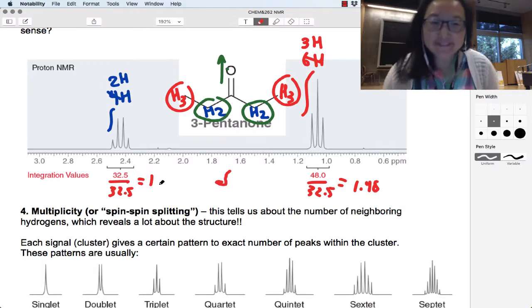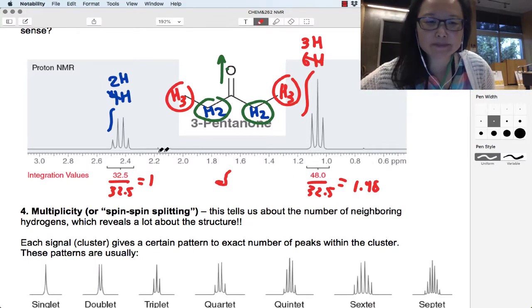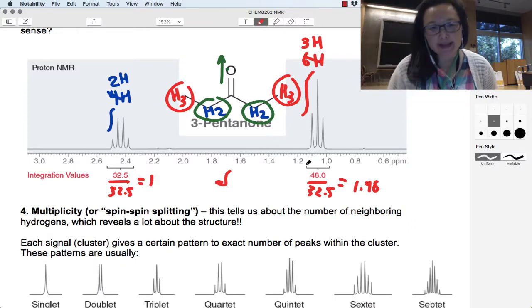All right, guys, so to verify the integrations, I'm going to divide both of these values by the lowest one. So 32.5 sets this equal to 1, and that sets this equal to 1.48, which is about 1.5. So if I multiply both by 2, I get 2H and I get 3H. So that makes sense for integration for this molecule.